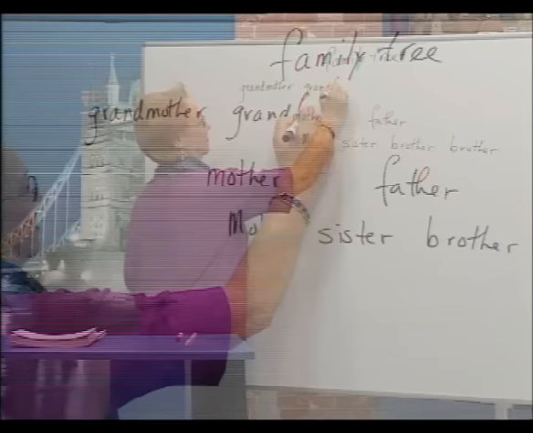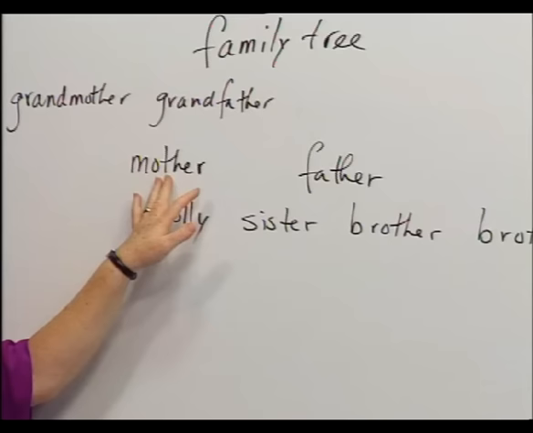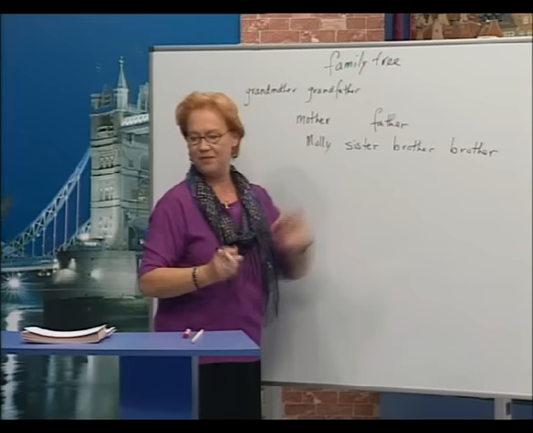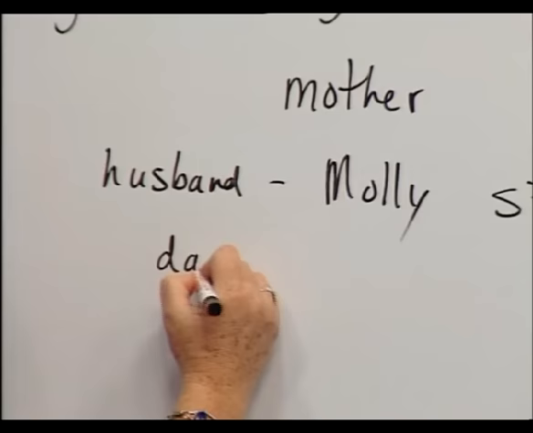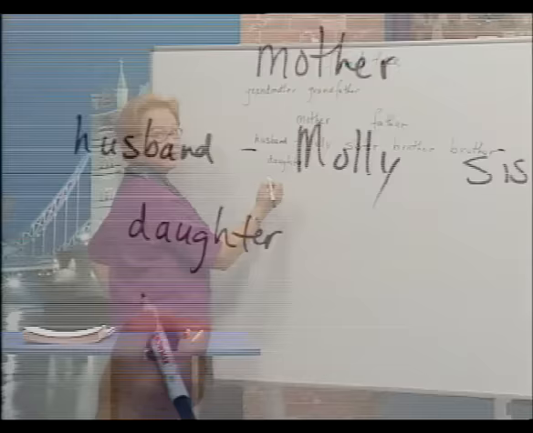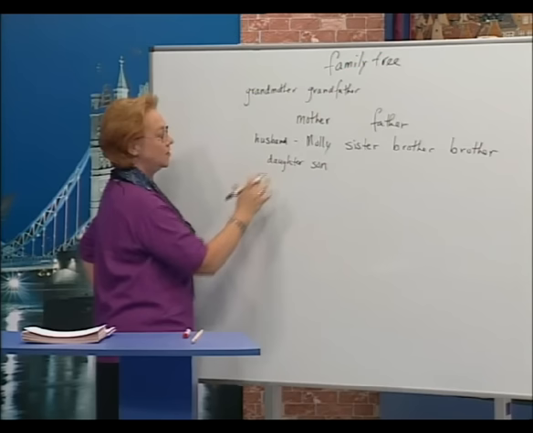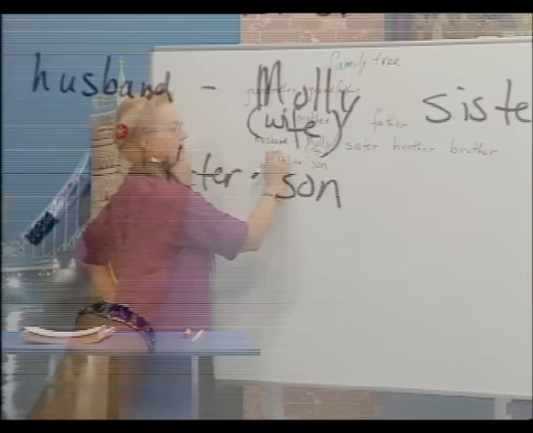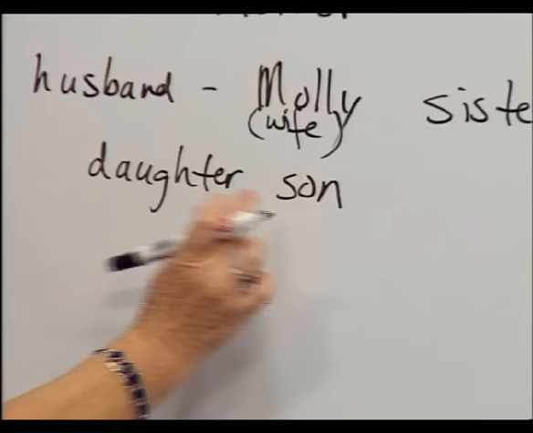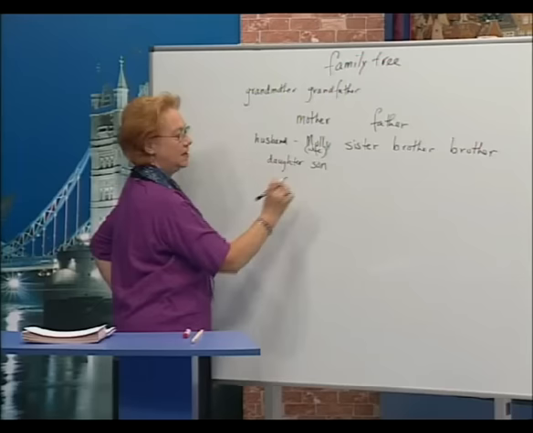Okay? Grandmother, grandfather, mother, father, Molly, sister, brother, brother. Now, also we have husband, daughter, and son. Okay? So, husband, wife, daughter, son. Now, who else do we have in this family?